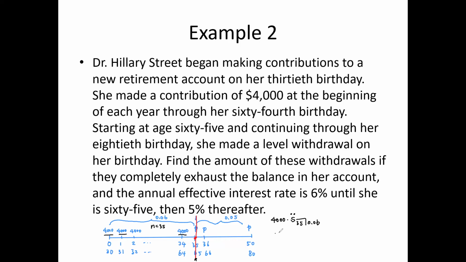And this amount will be supporting her withdrawal. So this is also equal to the present value of the next part of the annuity, which has P. Each P happens at the beginning of each year, so it's still an annuity due, but it's a present value. And from 35 to 50, actually there are 16 payments. Okay, there are 16 payments.